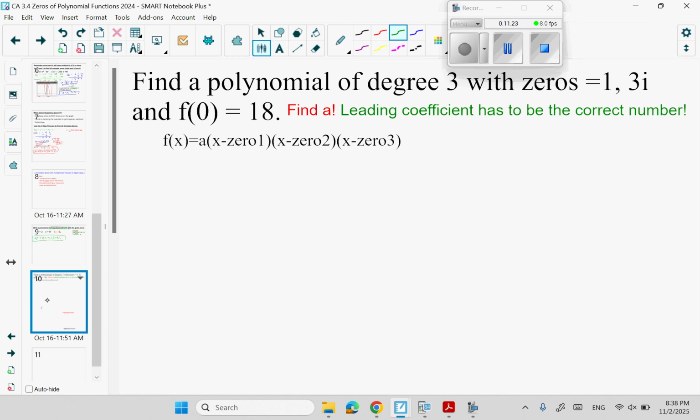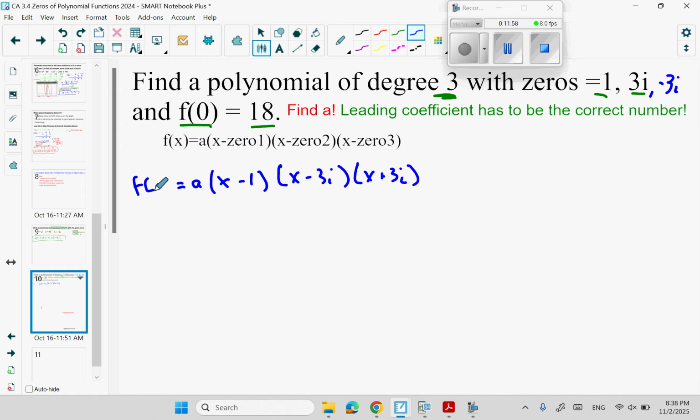This next one: find a polynomial of degree 3 with zeros 1 and 3i, and f of 0 equals 18. Well, if it has a degree of 3, I know I need to have 3 zeros. It only gave me 2, but because I have 3i, I should remember that I automatically get its conjugate of -3i. So my parentheses are going to be x minus 1, x minus 3i, and x plus 3i. I don't know my leading coefficient yet, so I'm going to put it as a. I'm going to put this f of x out here, or y.